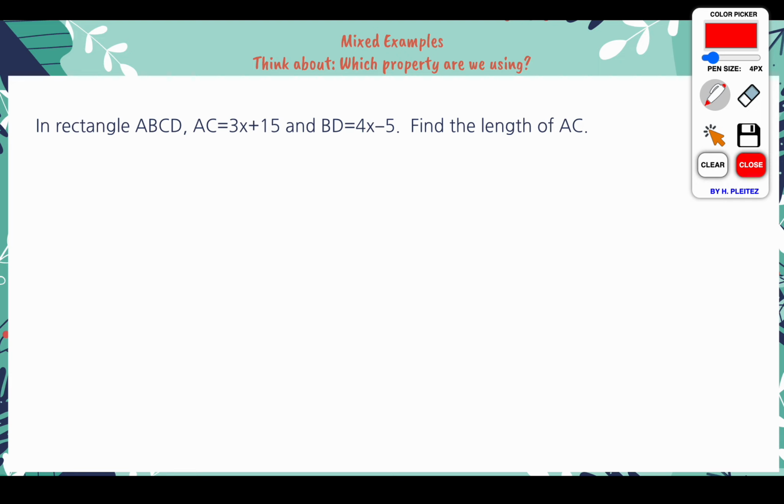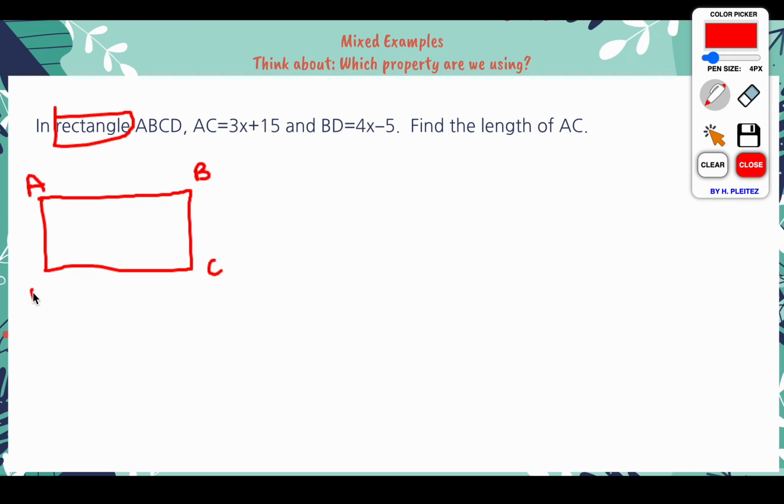Now, second example: in rectangle ABCD. So I'm going to go ahead and draw that. Rectangle ABCD. Before I even read, I'm going to put my corners A, B, C, D. I'm going to draw my diagonals in. I'm putting my right angles in.